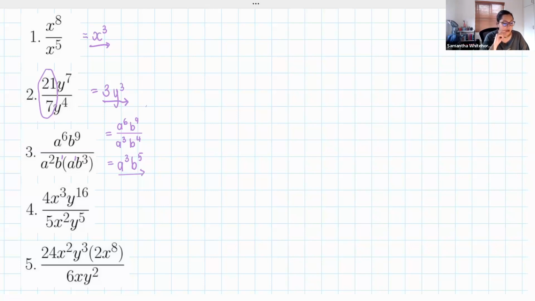Alrighty. Question 4, a little bit going on here. We've got some coefficients. Those coefficients, however, can't be simplified. So 4 over 5 is going to remain in the numerator and denominator because I can't actually do anything with them. In terms of my x's, I've got x cubed divided by x squared, which leaves me with x in my numerator. Y to the power 16 divided by y to the power 5 gives me y to the power 11 in my numerator. So your answer here, 4x y to the power 11 all over 5.